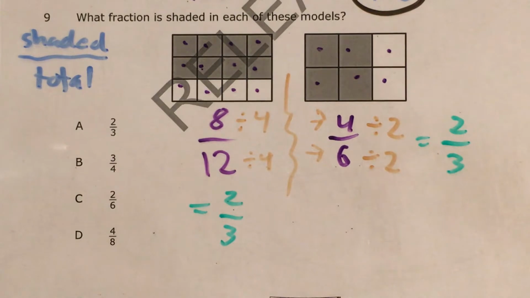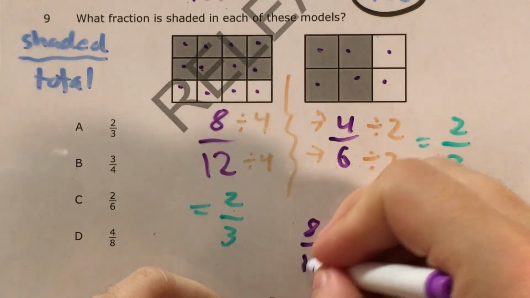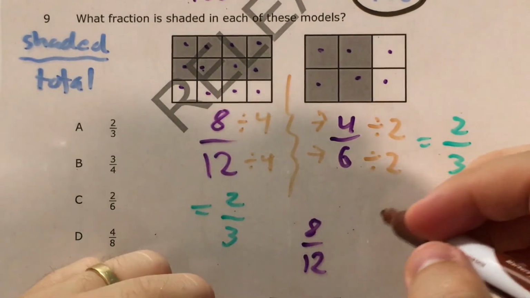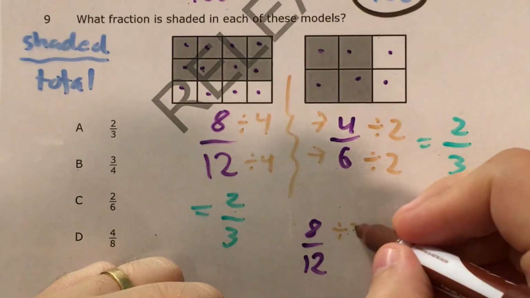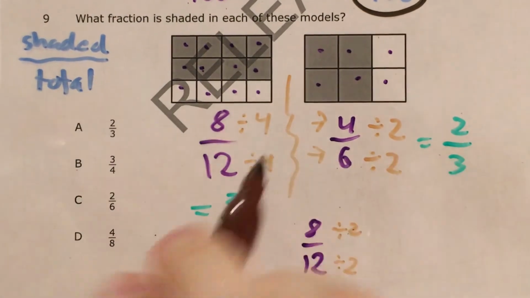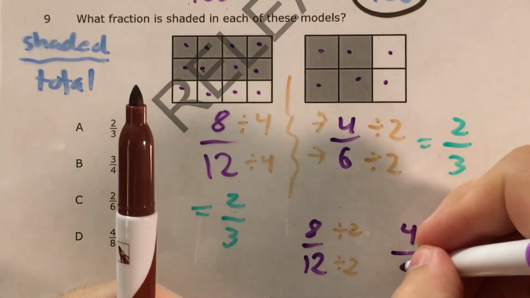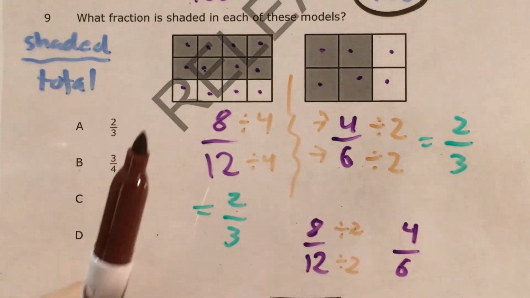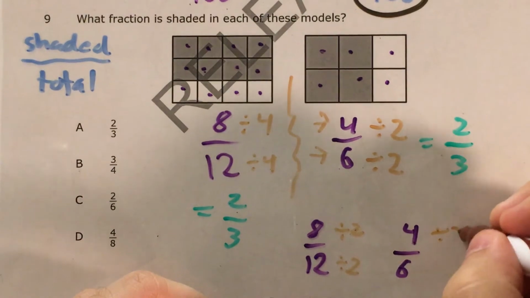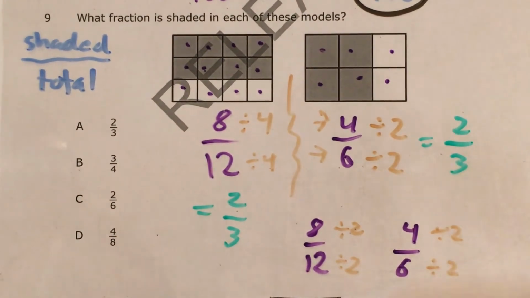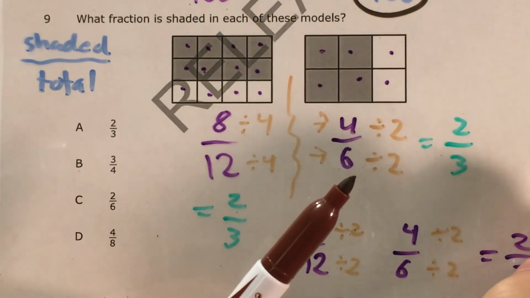Now there is another way to do this, and I'm going to go ahead and demonstrate it very briefly here. If I'm not looking for the biggest number, I'm just looking for a number that works, I could have used 2. That's perfectly okay. 8 divided by 2, 12 divided by 2, that gets me 4 and 6, and then I could have done the same thing again, 4 divided by 2 and 6 divided by 2, and that still would have gotten me to 2/3.